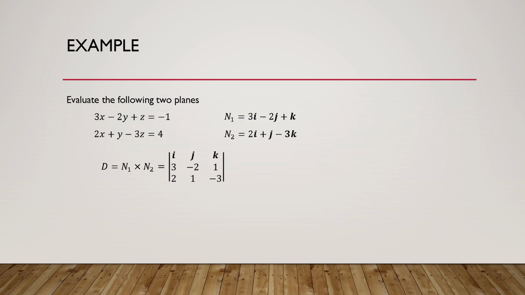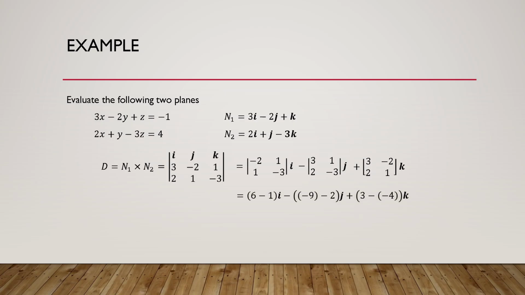This determinant is solved by the 2 by 2 determinants (-2, 1, 1, -3) times i, minus the 2 by 2 determinant (3, 1, 2, -3) times j, plus the 2 by 2 determinant (3, -2, 2, 1) times k. This gives us (6 - 1) times i, minus (-9 - 2) times j, plus (3 - (-4)) times k, or d = 5i + 11j + 7k.